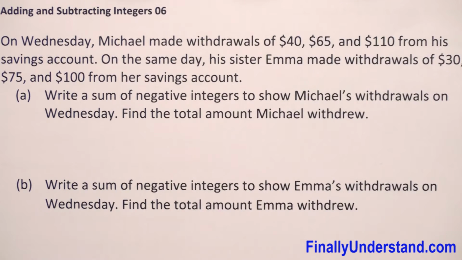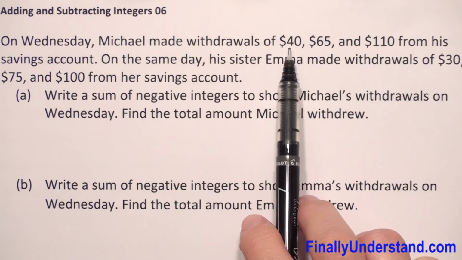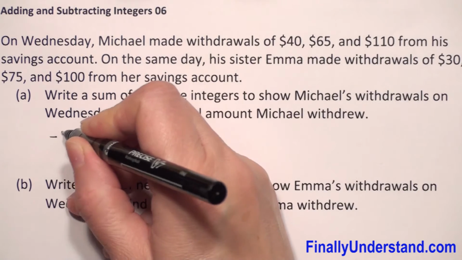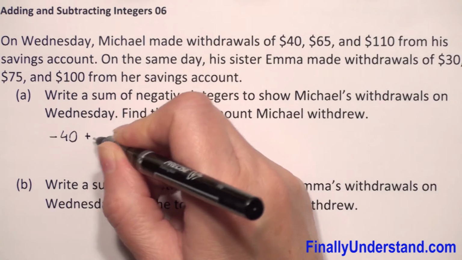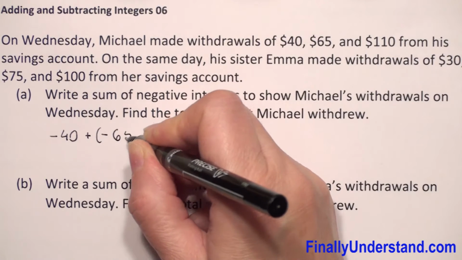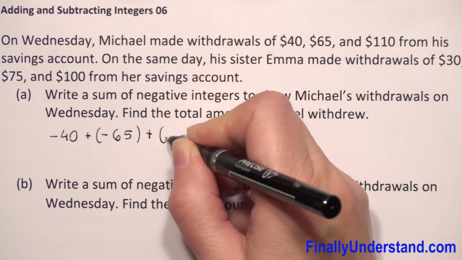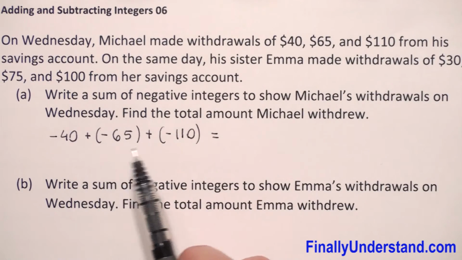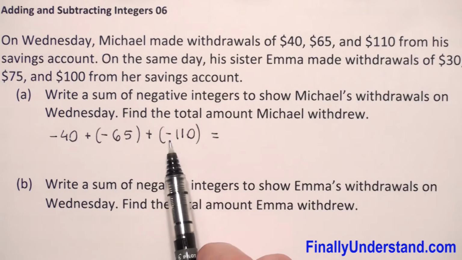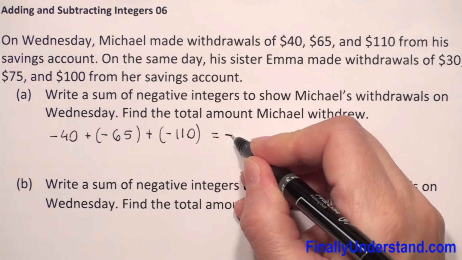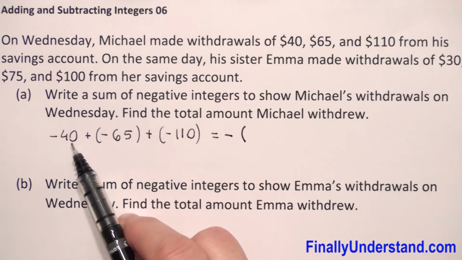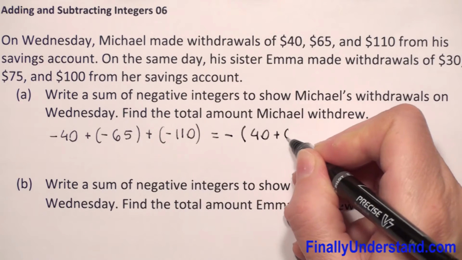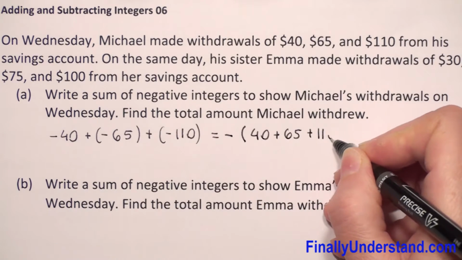amount Michael withdrew. Because we have withdrawals, we have a negative sign before these three numbers. So we have negative 40 plus negative 65 plus negative 110. We have addition of three negative integers. So we copy the negative sign and we just add the numbers 40, 65 and 110. So we have 40 plus 65 plus 110.